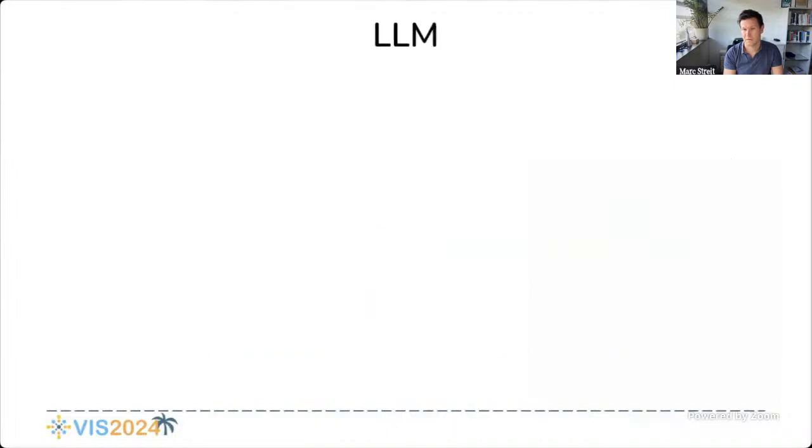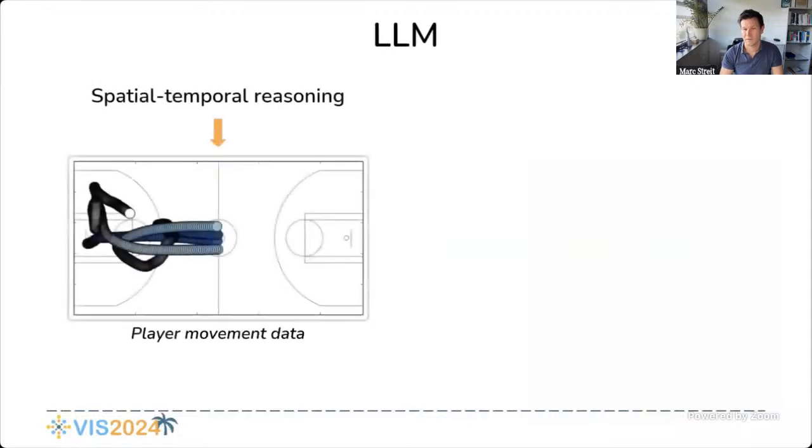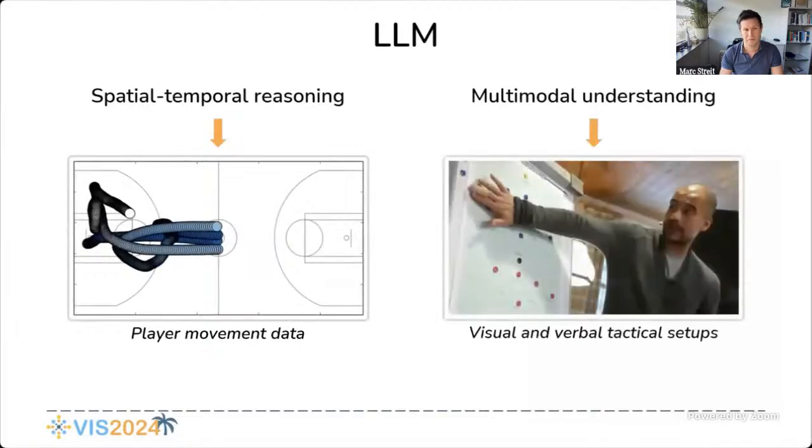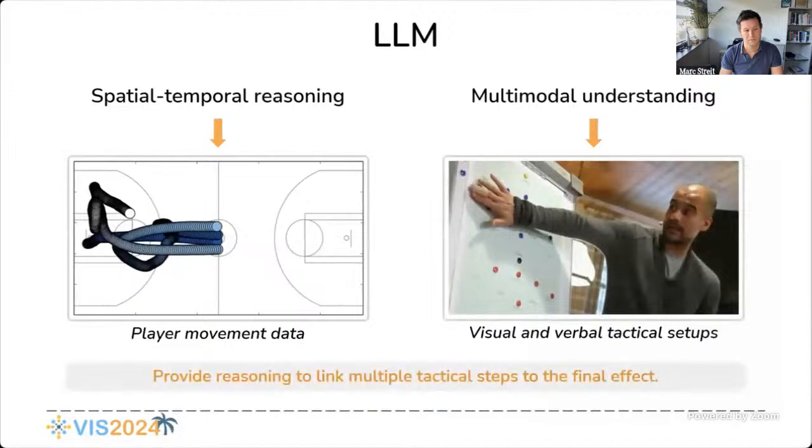Large language models excel at spatial temporal reasoning, making them valuable for analyzing player movement data. Their multimodal capabilities support both visual and verbal tactical setups, providing insights that connect multiple tactical steps to the final effect. So we want to combine large language models and visualization for tactical analysis.